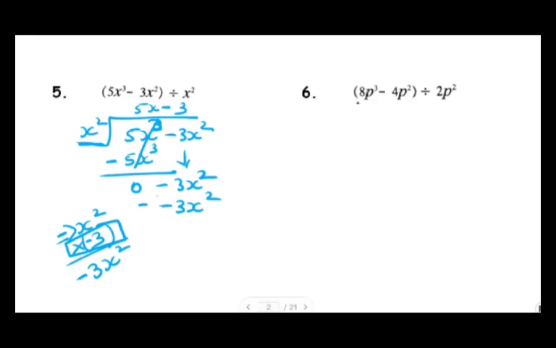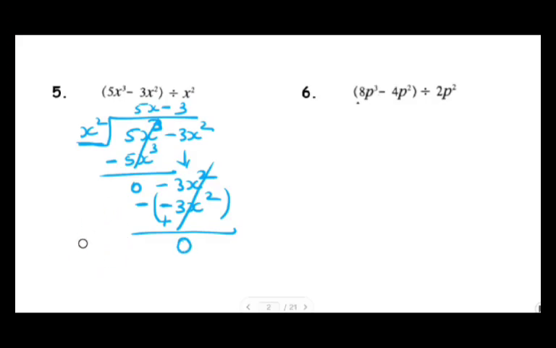Then we have to apply the negative sign of the division rule. This minus and this minus becomes a plus. Now I have a plus 3x and a minus 3x square. Both get eliminated and here my remainder is a 0. So my quotient is 5x minus 3. My remainder is a 0.